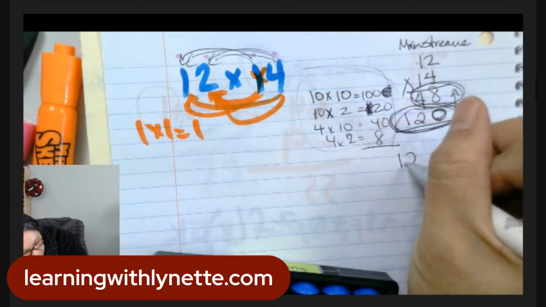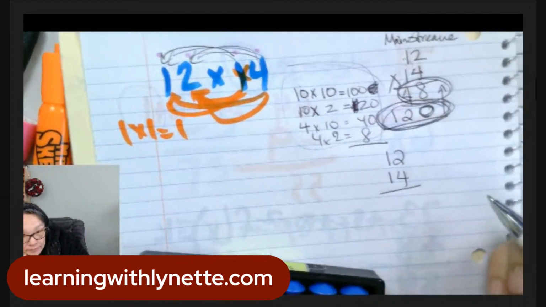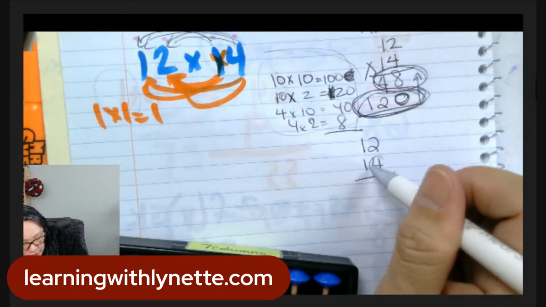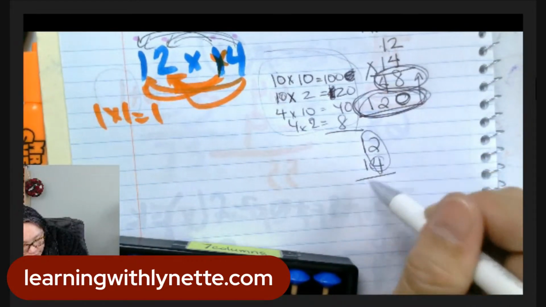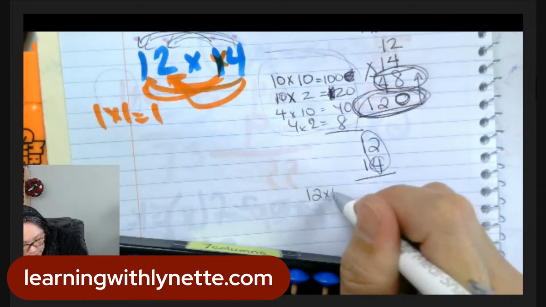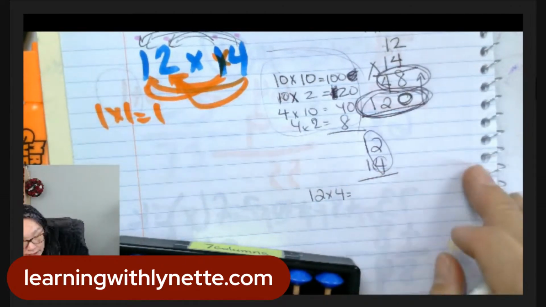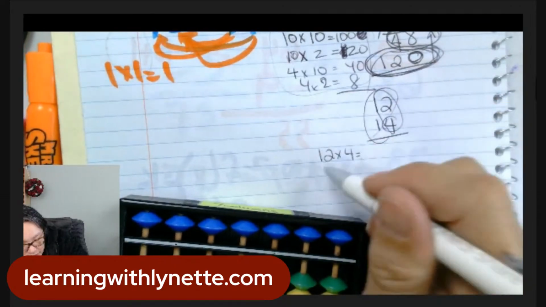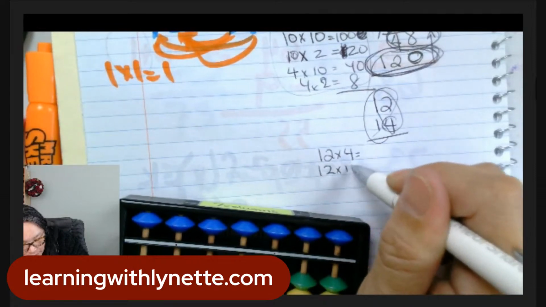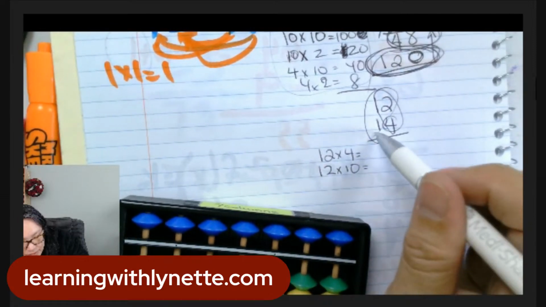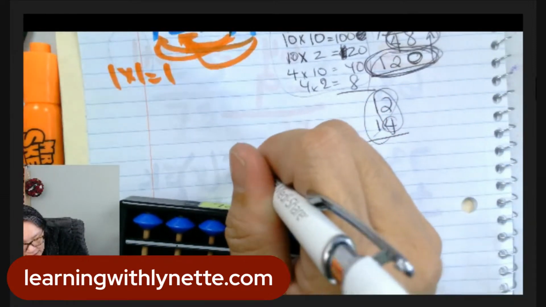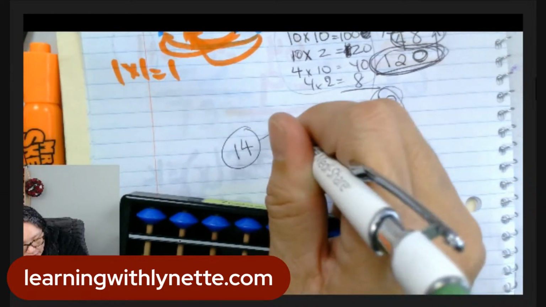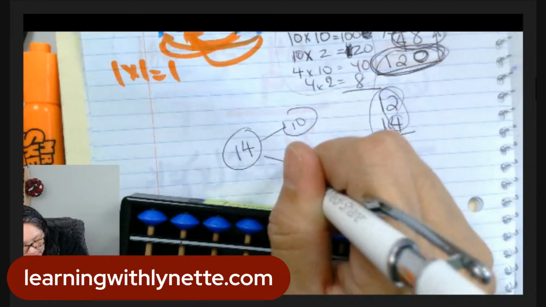So you go back 14, right? You do this first. You do 12 times 4. And then what do we do? Then we do this, but it's actually 12 times 10 is equal to, because what is it broken up? 14 is really 10 and 4.